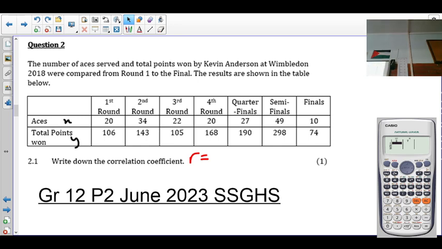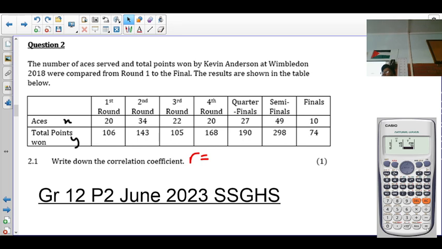So this is going to be 20. Can somebody read out the values for me? 20. 34, 22, 20, 27, 49, 10. The corresponding Y values? 106, 143, 105, 168, 190, 298, 74.